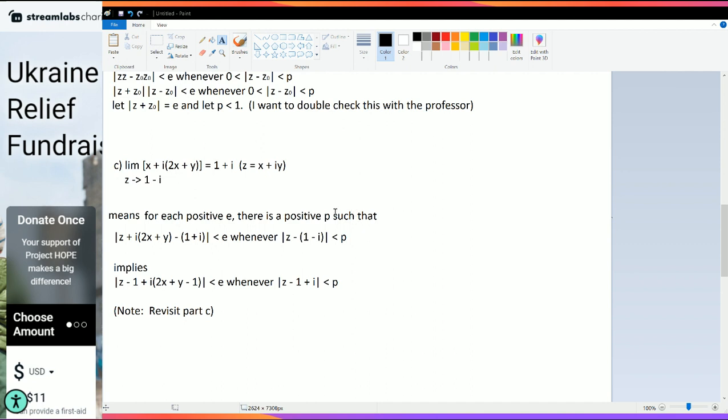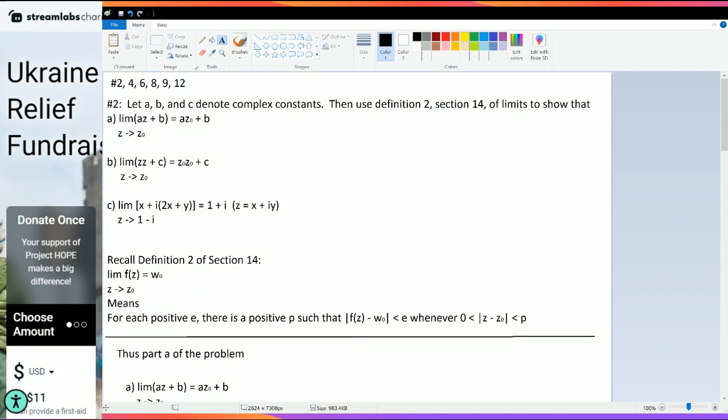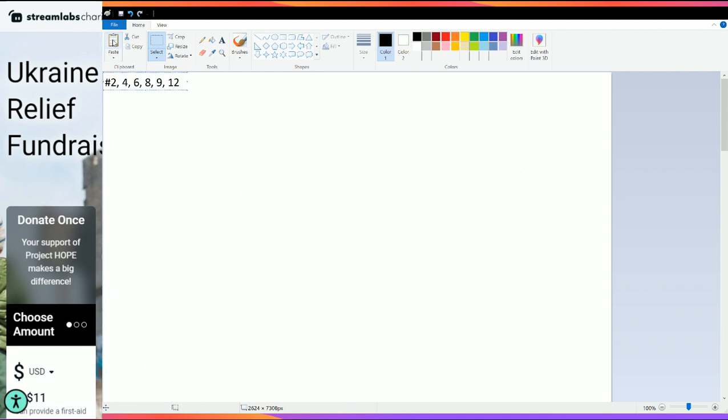So we're going to call this section 17, problem 1, no, problem 2, JPEG. And we're going to copy this, new file, paste that here, and we're going to go on to number 4.